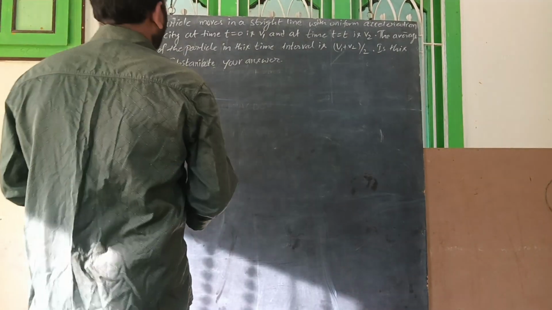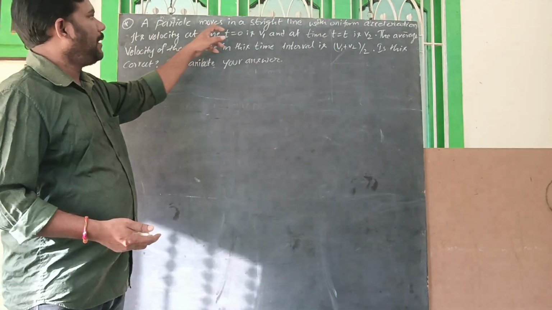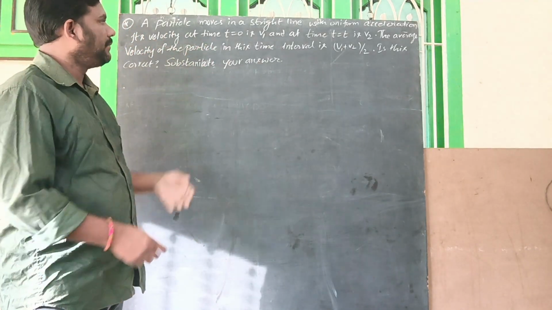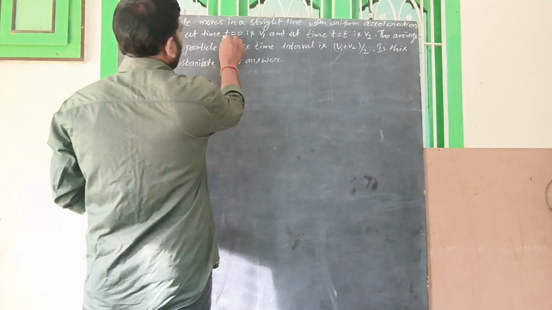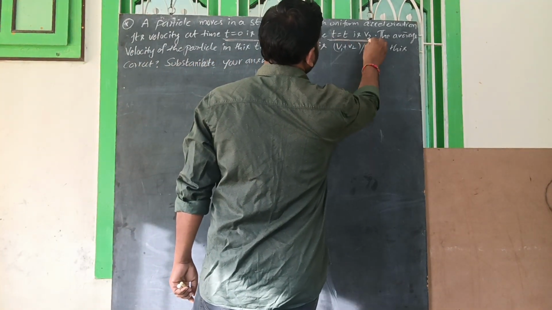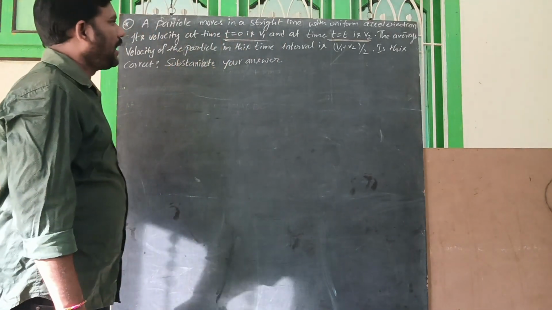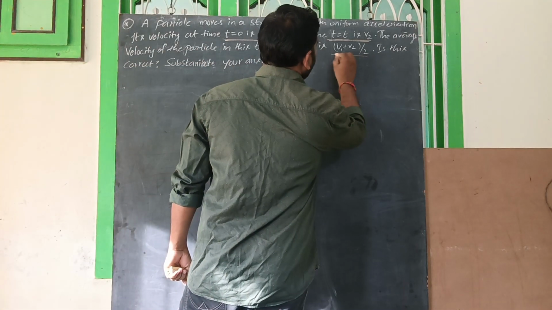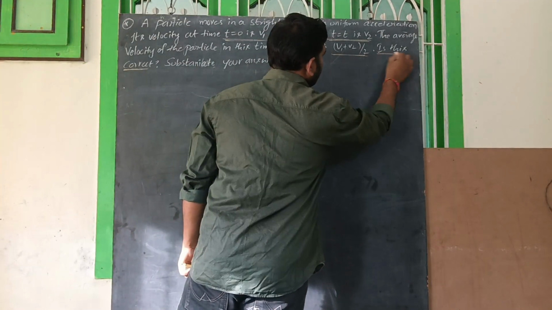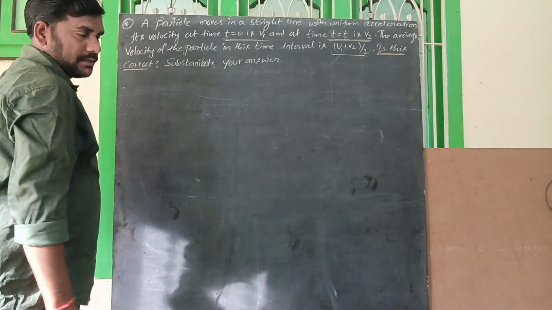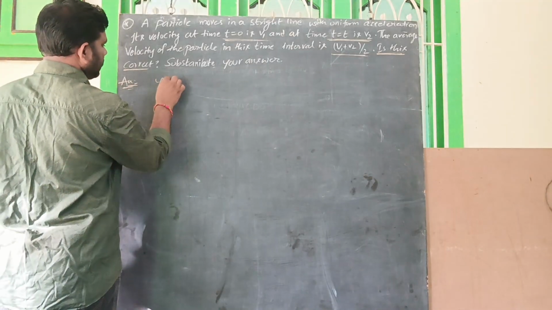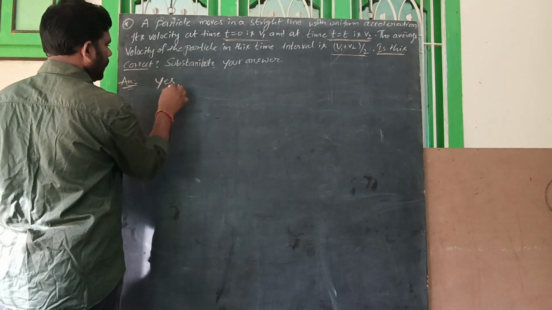Coming to the next, the second one. A particle moving in a straight line with uniform acceleration has velocity v1 at time t equal to 0 and v2 at time t equal to t. The average velocity of the particle in the time interval is (v1 plus v2) by 2. Is this correct or not? Yes, it is correct.